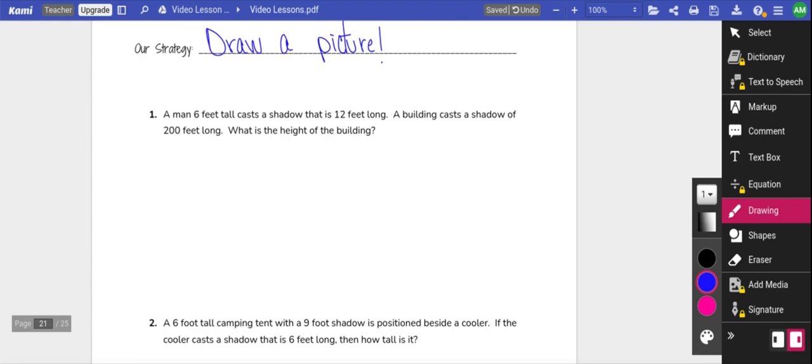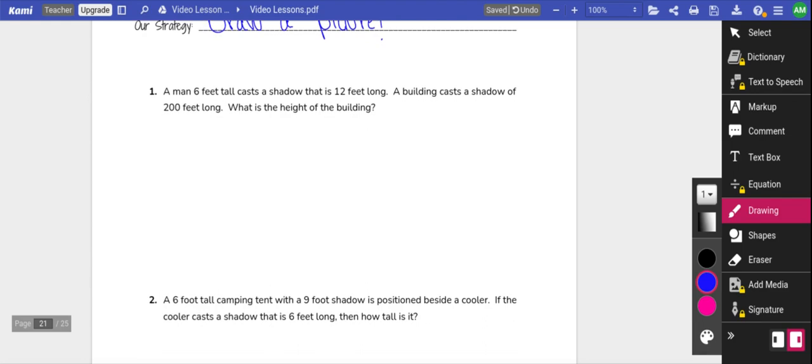Number one says, a man 6 feet tall casts a shadow that is 12 feet long. So I'm going to draw a guy. Oh, let's try that again. I'm going to just draw a stick figure man, and he is 6 feet tall. And I'm going to draw his shadow, and his shadow is 12 feet long.